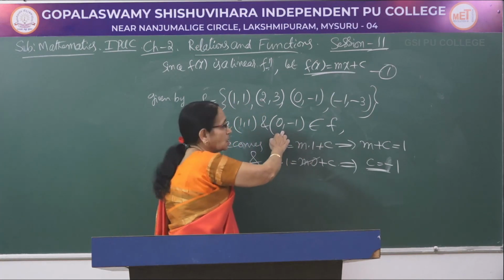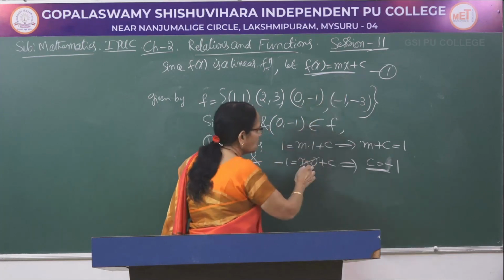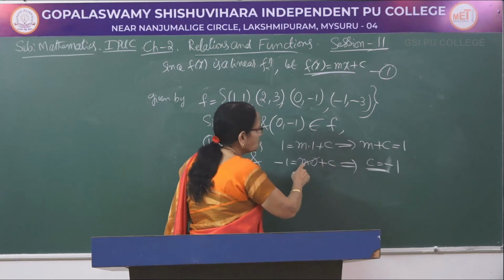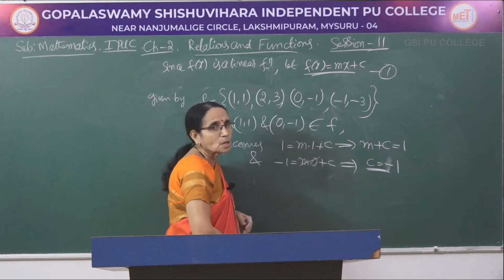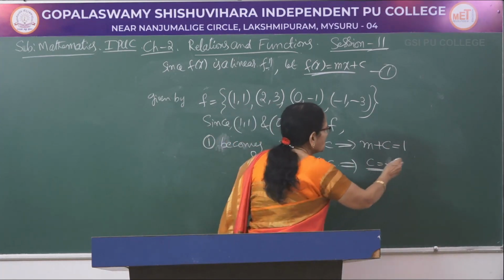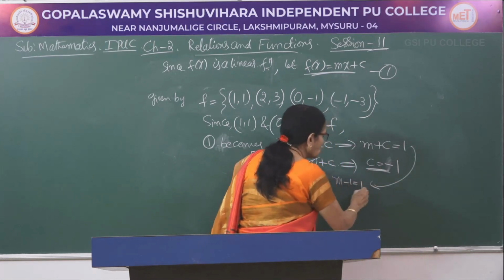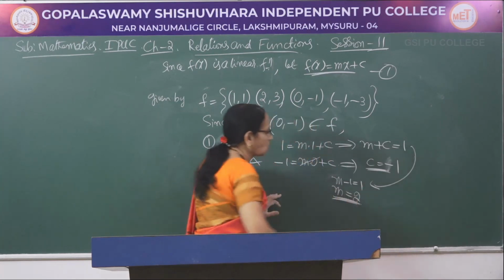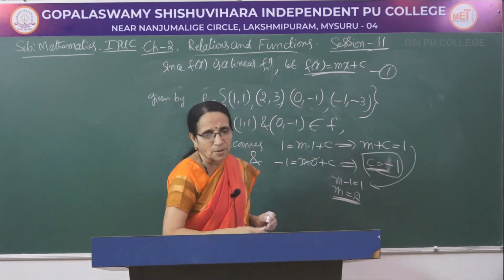I am taking the second ordered pair, minus 1 is the image of 0. So, x should be given the value 0 and f of x becomes minus 1, which is 0 into m plus c. 0 into anything becomes 0, so c would be equal to minus 1. So, we got the value of c already. Put c equal to minus 1 in this relation. Therefore, m minus 1 equal to 1, m goes to the other side, 1 plus 1, that would be equal to 2. So, c is minus 1, m is plus 2.